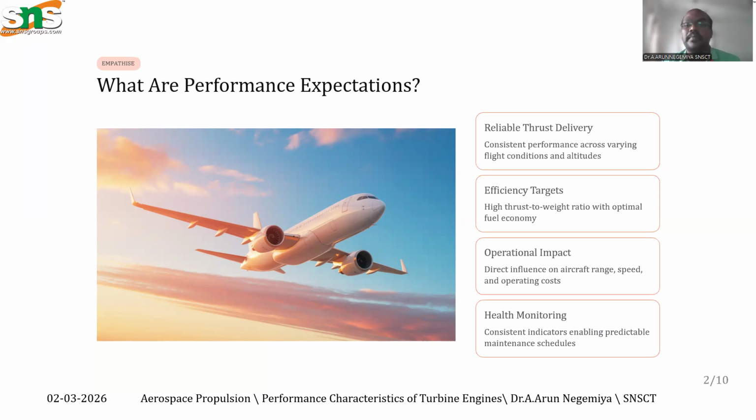First one is reliable thrust delivery. Second one is efficiency target, third one is operational impact, and fourth one is health monitoring. Reliable thrust delivery varies with the flight conditions and altitude. For example, a passenger flight will attain some altitude, and a fighter jet will also attain some altitude.